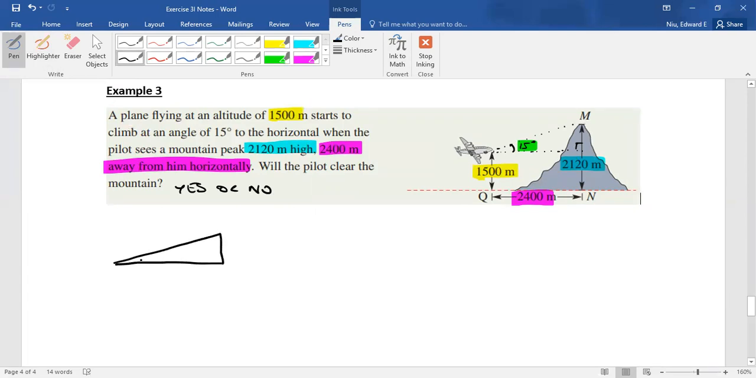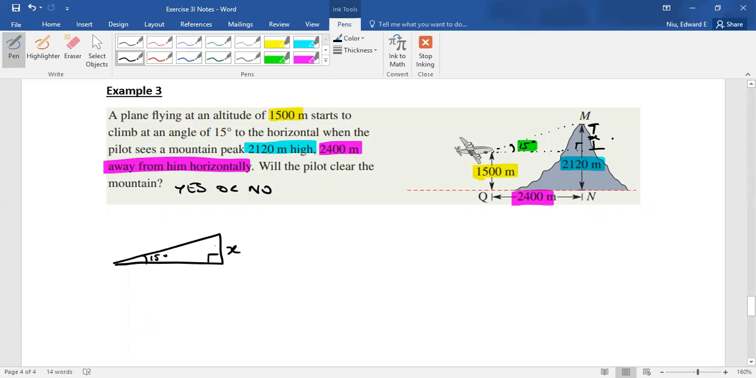Oh, that's nice. It's probably the best right angle triangle I've done online since forever. The interior angle here is 15 degrees. There's sort of two ways to go about this. You can either find the angle you need to clear the mountain, or you simply go and see what happens if he flies at 15 degrees and we find this missing side. The x would go here. We go and find the x.